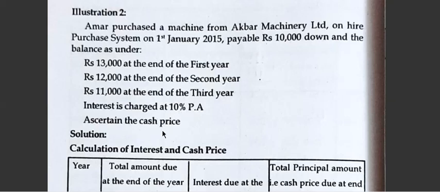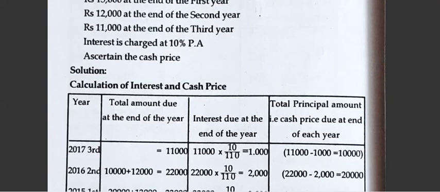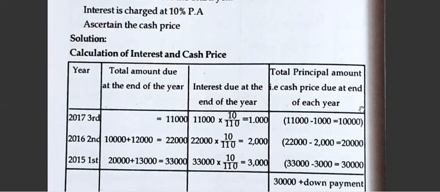Calculate cash price. See, the cash price is what they are asking. Calculate cash price means it is a fourth case. When it is a fourth case, I have given you the format also, how to prepare. The same thing you follow here. Draw the columns: one is year, total amount here, interest due, and total principal amount. Now first you will begin with the last year.